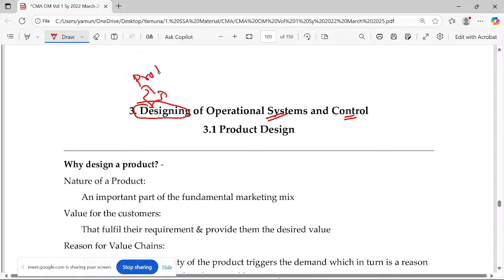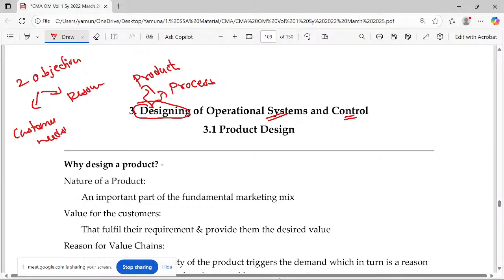One is with respect to product. Again, actually, it is not first this one and second that one. It depends on how I deal with it. So one aspect is dealt with product and another aspect is dealt with process. When you talk about two objectives, whatever the business is, one is you need to satisfy the customer needs, and another one is with the resource which you have to do it.